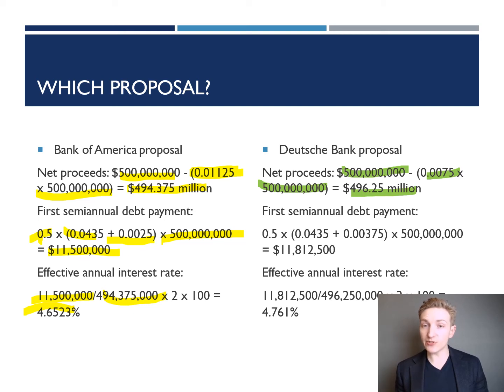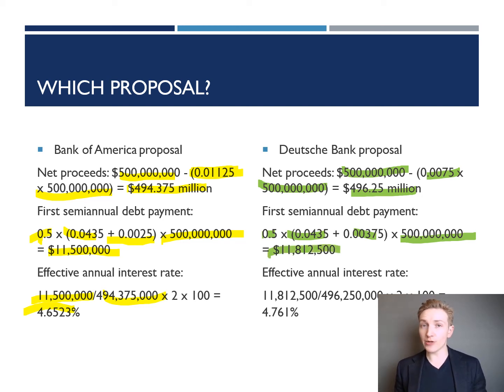Now what we can then do is look at, well, what's going to be our interest? Well, the interest here, of course, is different. We've got our 4.35% plus our 0.375 premium. On a semi-annual basis, we take our 4.35 plus our 0.375 and multiply that by half to get a semi-annual interest. Then we multiply it by our principal amount of 500 million. So the amount of interest we're paying on a semi-annual basis is about $11.8 million. So what's our effective borrowing cost?